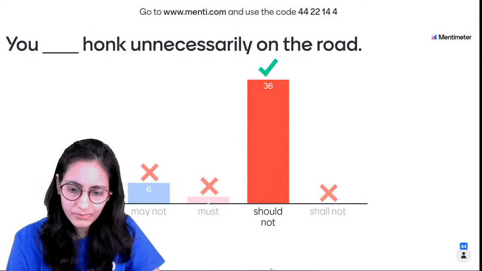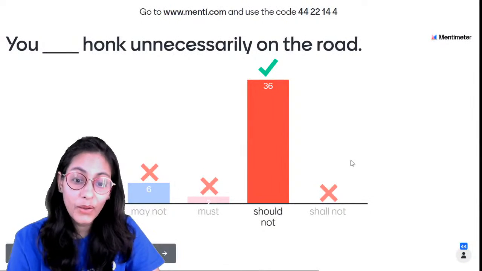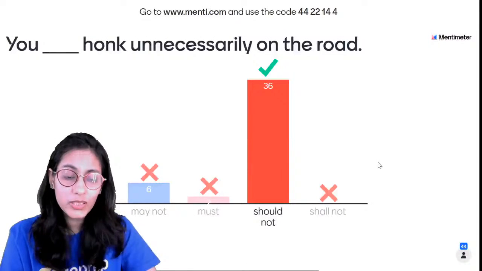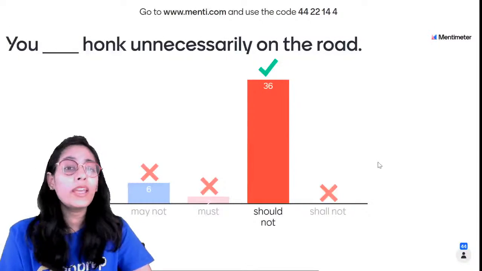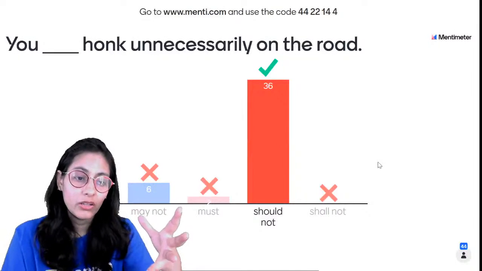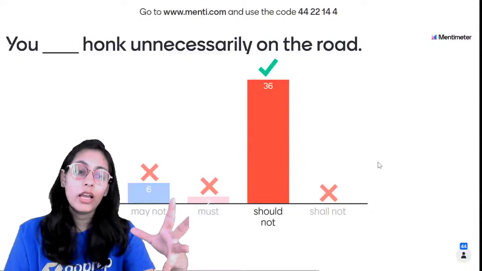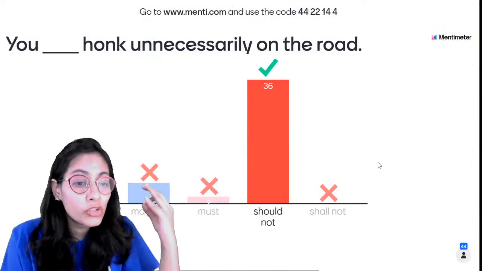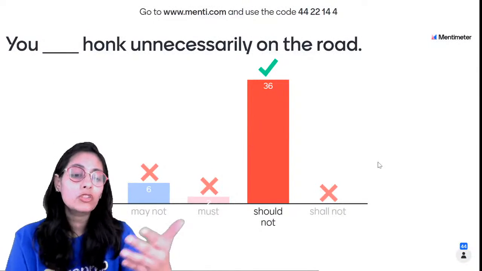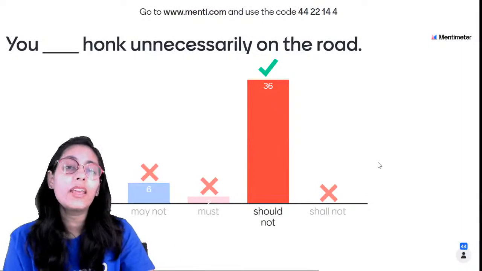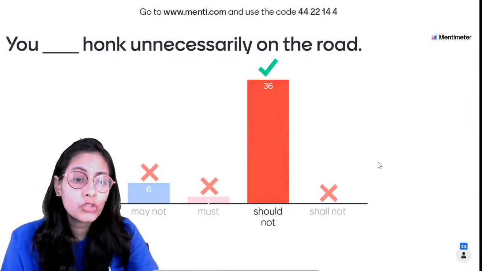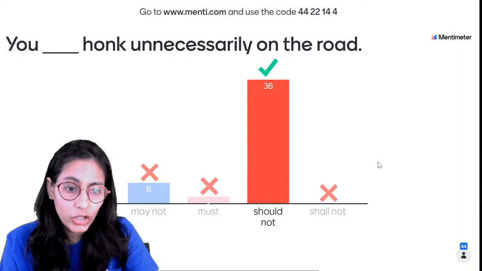Done? Let me see. Okay, so there was some confusion in this question. I have a few students saying may not. Why may not? This is the highest intensity. You should have the highest emphasis over here. You must not honk unnecessarily on the road. But since must not is not in the options, the other alternate will be should not. You should not honk unnecessarily.